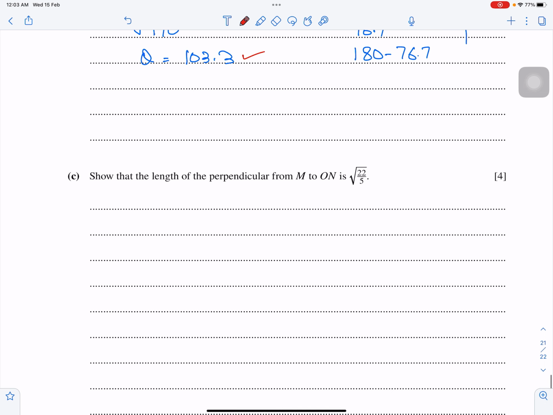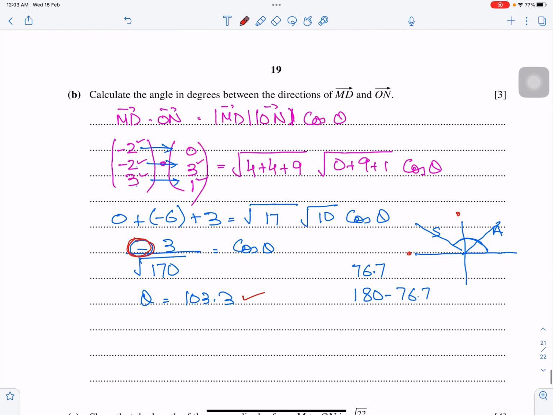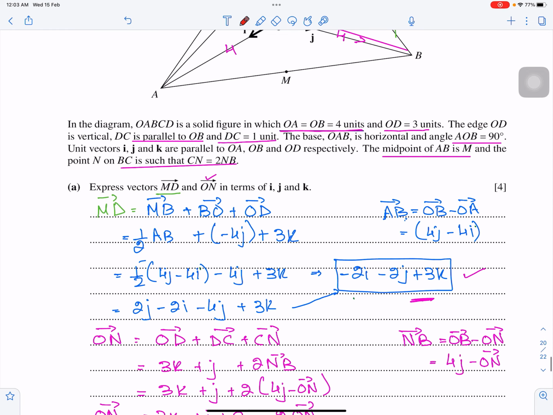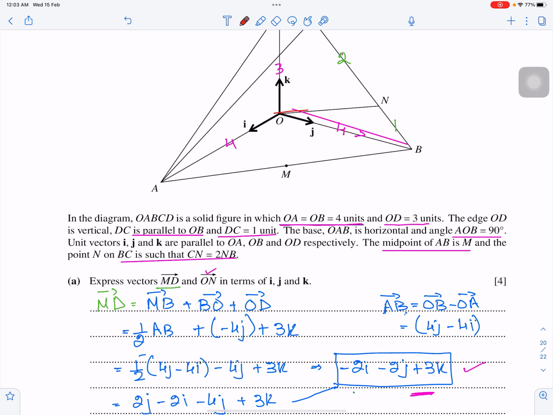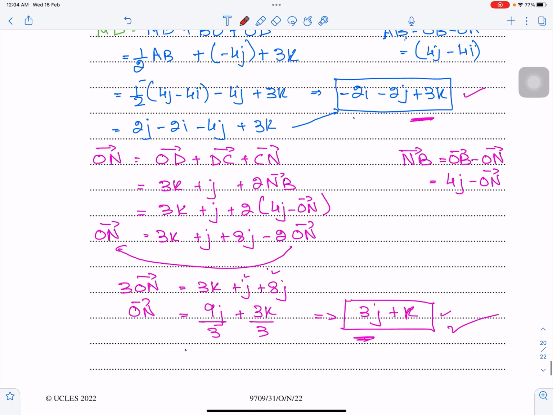Now let's see the last part. Show that the length of the perpendicular from M to ON is 22 over 5 root. Now this is a tricky or challenging part for most of the students. Now let's see in the diagram where is ON and where is M. Okay, so ON is here and M is here. So you have to draw a line which is perpendicular to it, right? Not draw, but rather you have to find out this distance.